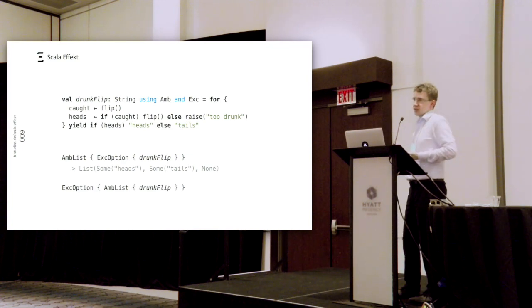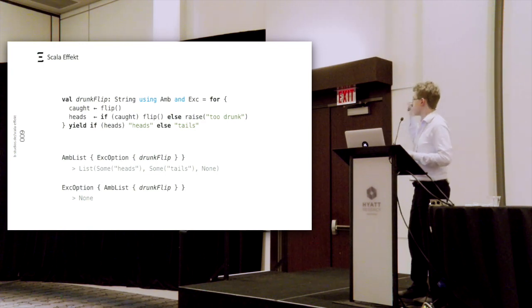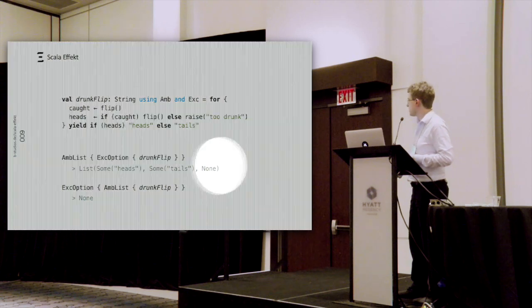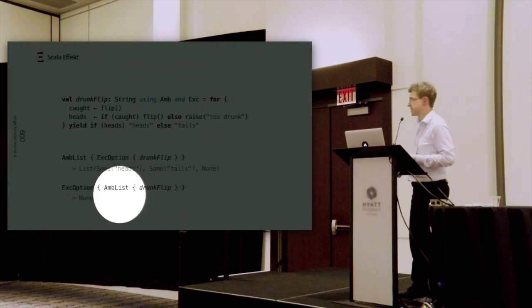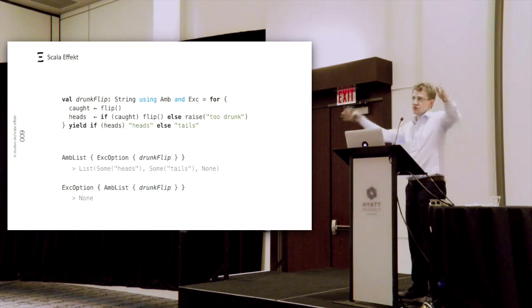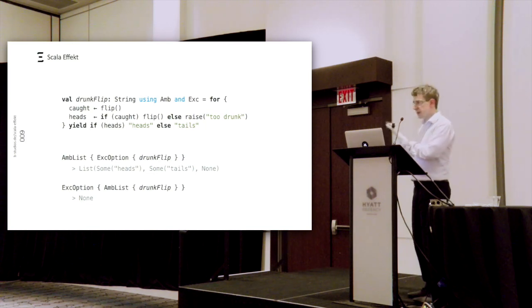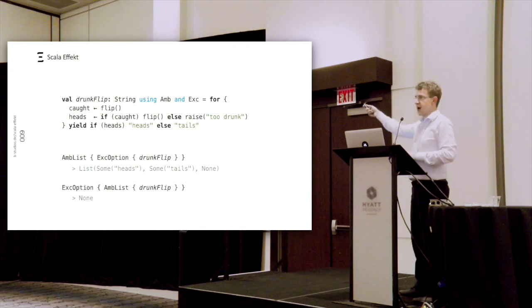And this changes semantics, okay? So if we now run the program, we get None. Why is that? We have one exceptional case, and it will jump over the AmbList handler here to the XcOption handler, and then this one just gives up and says, okay, just return None. No need to evaluate all the other paths. With that basic intuition, let's look at how the effect signatures Amb and Xc are actually defined.